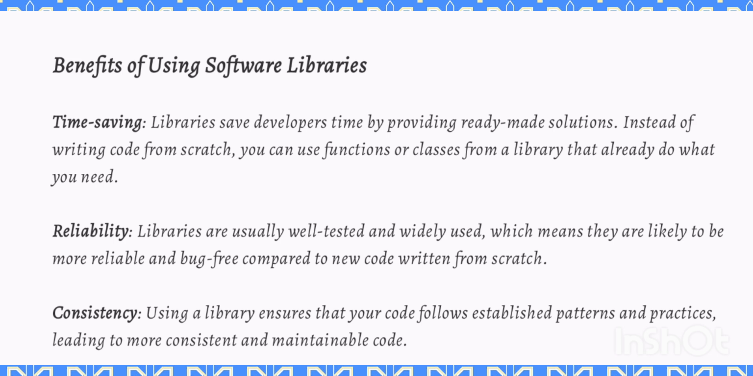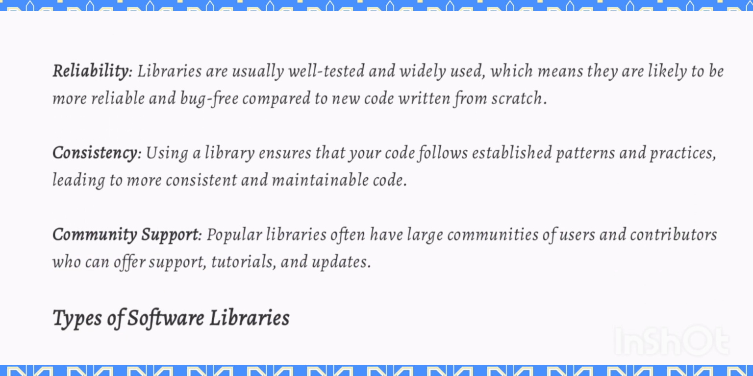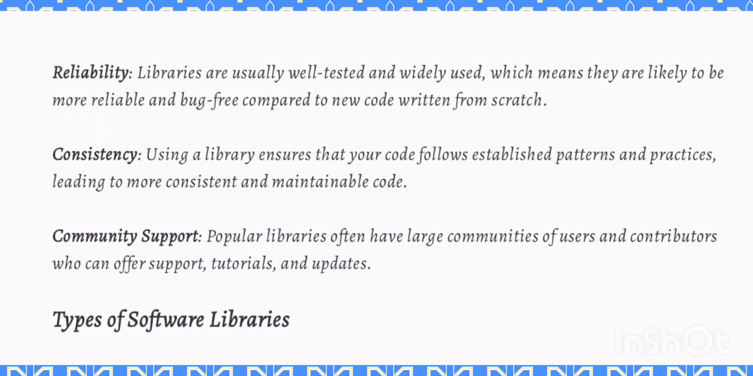Consistency. Using a library ensures that your code follows established patterns and practices, leading to more consistent and maintainable code. Community support. Popular libraries often have large communities of users and contributors who can offer support, tutorials, and updates.